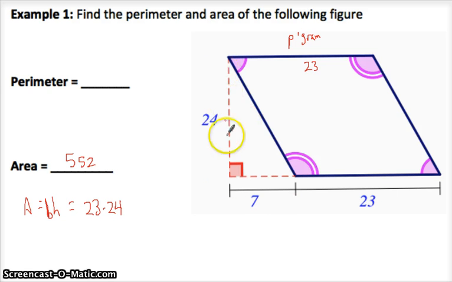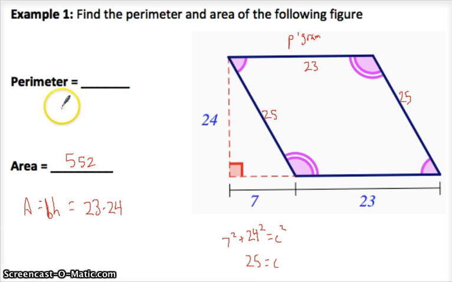I have this 7 and this 24, part of a right triangle, that's going to be helpful. So I got to do a little Pythagorean theorem here to figure out what that is. You do that Pythagorean theorem-wise, you're going to find out that's 25. That's a nice triple, if you remember from the trig unit.